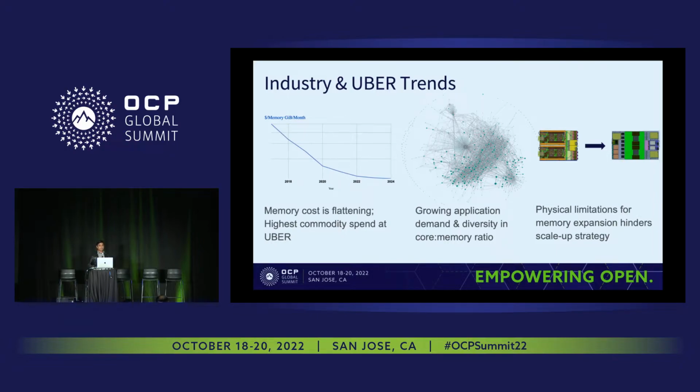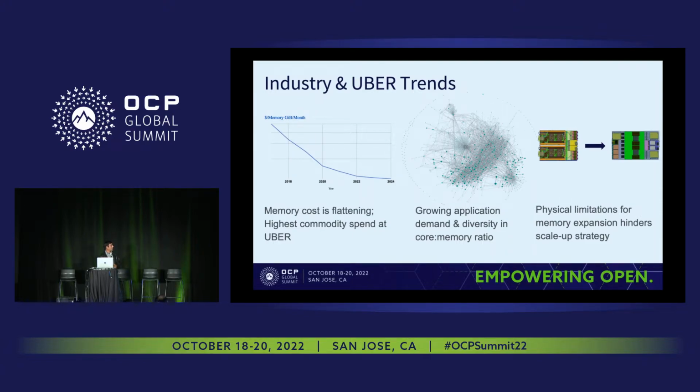Across thousands of microservices that we deploy, we have seen an increase in the diversity of core to memory ratio across all of these microservices. And since we have a limited set of SKUs in our fleet, this breeds a lot of inefficiency. Lastly, the physical limitations of the memory density and the number of channels on the next-gen servers hinder the efficiency that we can unlock through code densification, which is part of our scale-up strategy.